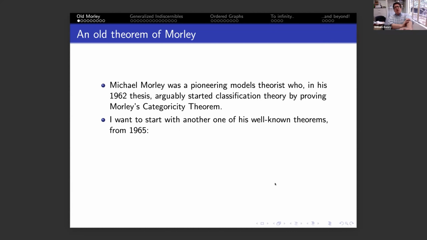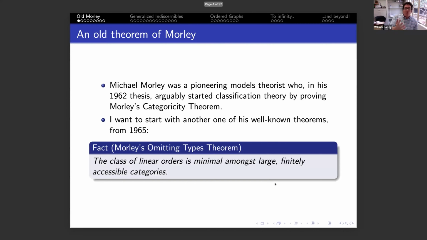So Michael Morley was one of the pioneering model theorists who kicked off this whole project of classification theory by proving Morley's categoricity theorem. That's not what we're going to talk about in this talk. We're going to talk about one of his other theorems, still from that same era. A lot of good work right out of the gate, which is Morley's omitting types theorem, that the class of linear orders is minimal amongst large finitely accessible categories. And okay, this is somehow supposed to be a bad joke because Morley never said anything like this, or at least he never said anything like this in 1965. I don't really know what he did. He might have later in his life.